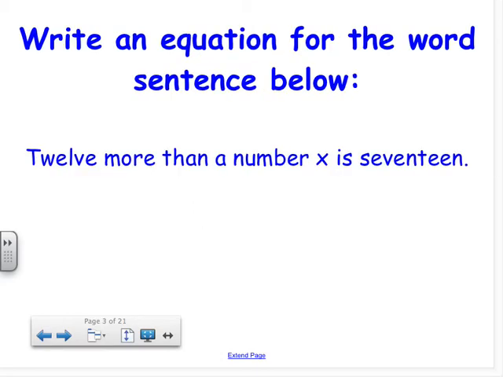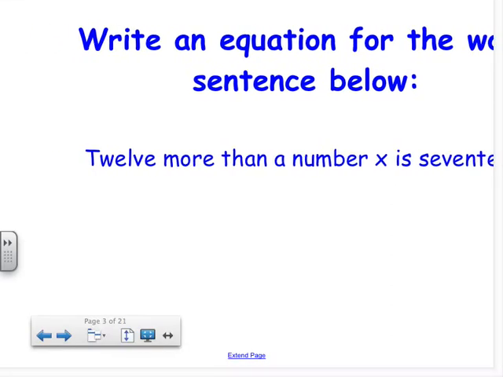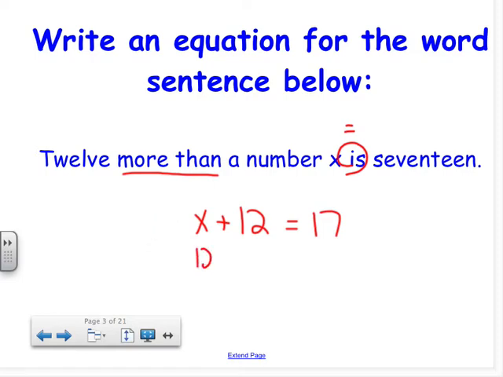Okay, so let's try one together. Okay, so 12 more than a number x is 17. Well, 12 more than, so "more than" typically means plus. So 12 more than a number x, that could be x plus 12 or 12 plus x, "is" means equals 17. This is how you translate a word sentence into an equation. That's basically it. You could have also written 12 plus x equals 17. Either is correct.